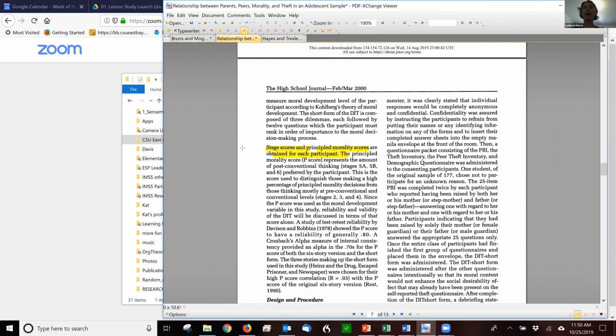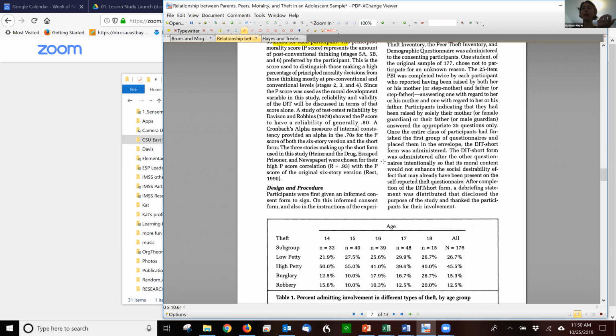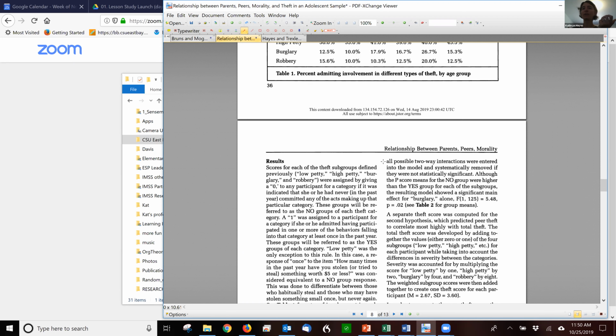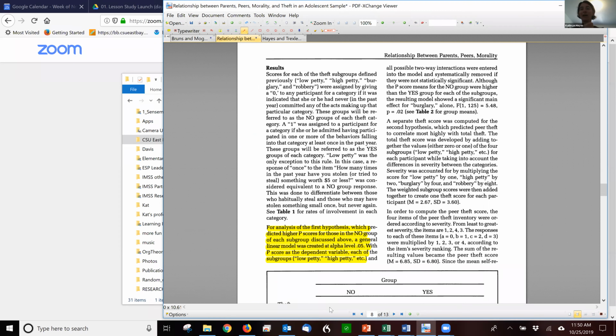So then there's a little bit about the statistical analysis here. The statistical analysis in this article is quite buried. So they talk about obtaining these scores. And then somewhere in here, actually, it's in the results, they talk about their actual statistical analysis. And they talk about in the first, testing the first hypothesis, a general linear model, which is a regression, was created at alpha level 0.05. That's p is less than 0.05.